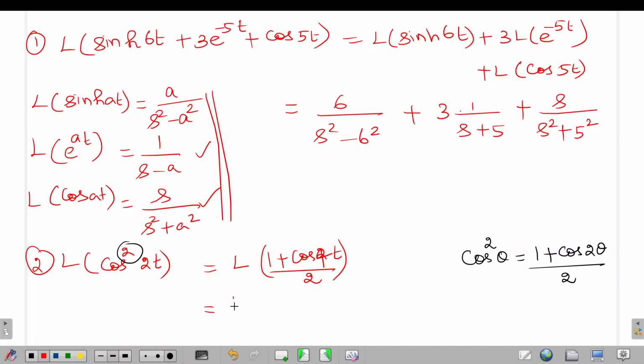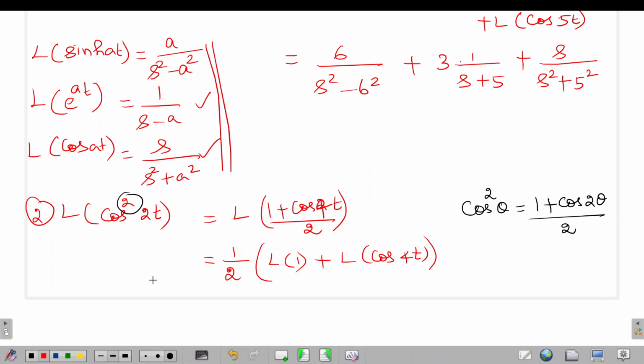Now taking the constant outside, we have 1 by 2 into the Laplace transform of 1 plus the Laplace transform of cos 4t. We are having the same formula as above. What is L of 1? L of 1 will be equal to 1 by s. And what is L of cos 4t? Substituting a is equal to 4 in this formula, we have s divided by s square plus 4 square.